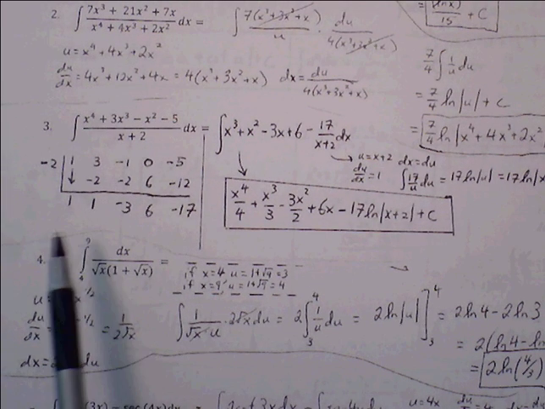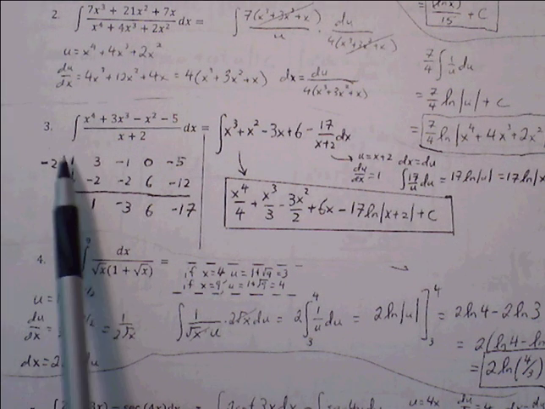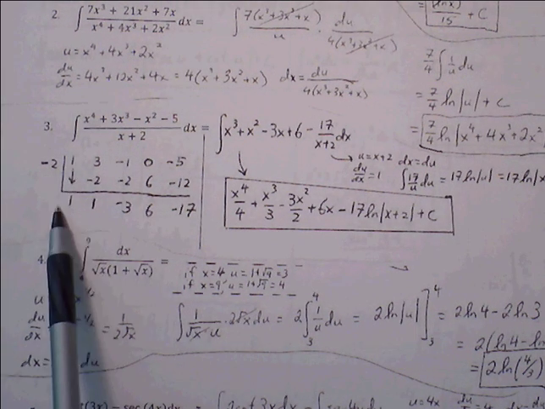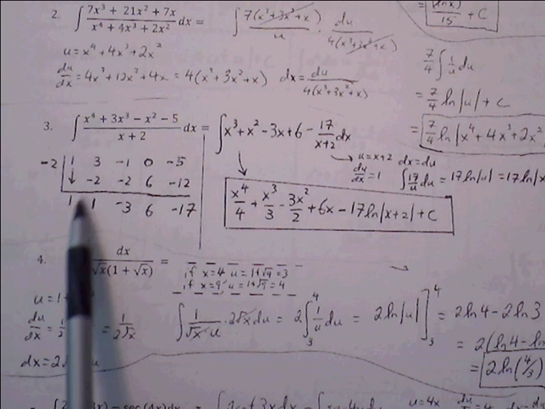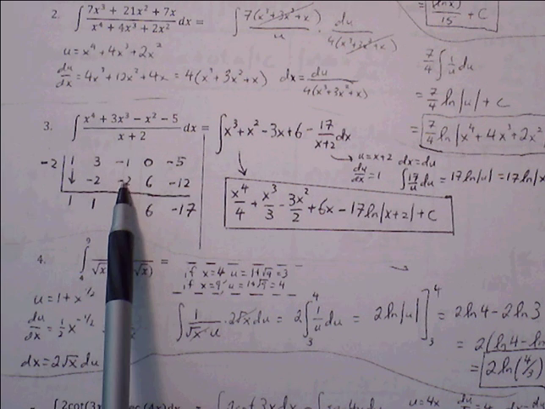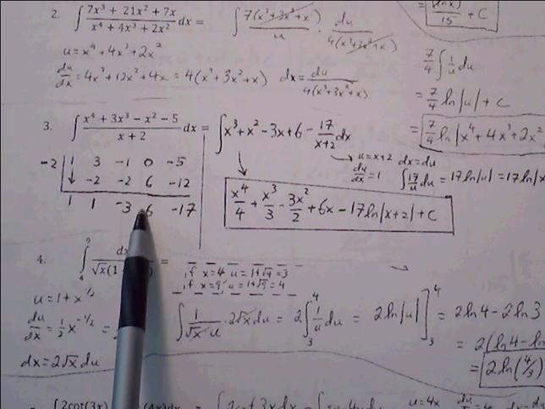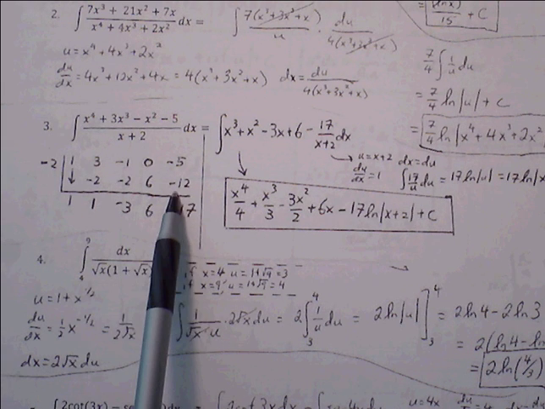The next step with synthetic division is we can bring down the 1 below the half box, and then we can multiply. So -2 times 1 is -2. Combine those terms to be 1. 1 times -2 is -2. Combined to be -3. -3 times -2 is 6. 6 plus 0 is 6. -2 times 6 is -12. And then combined to be -17.